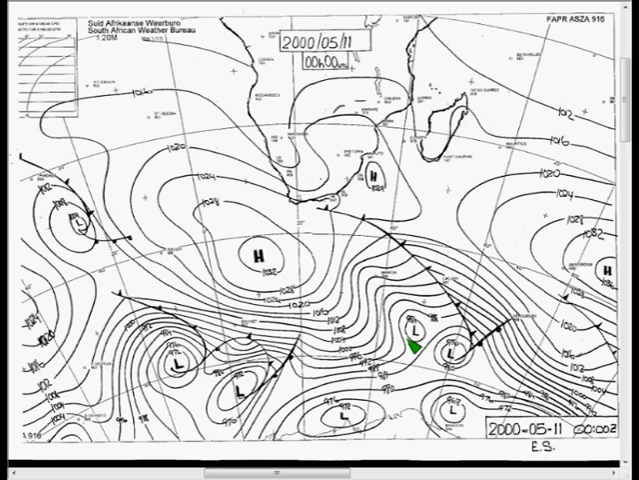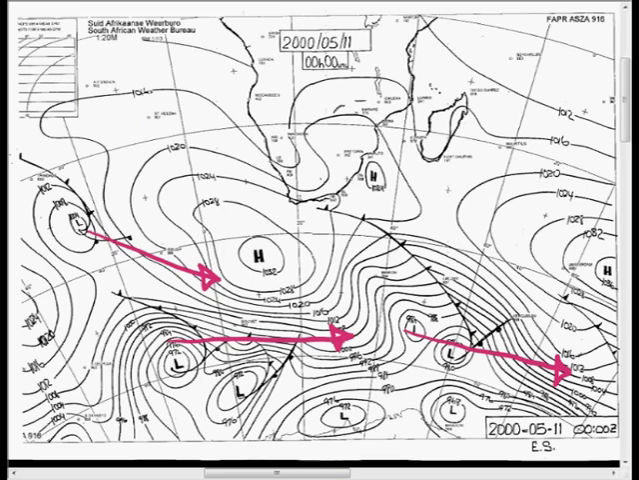Right, the next thing that we need to understand about these systems is that as they grow from small little perturbations, that's disturbances in the polar front, to big storms like this, they are constantly moving from west to east. So this storm's direction is going to tend to be parallel to the isobars in that direction. Likewise, this one will be moving off in that direction, and these two over here in that direction.